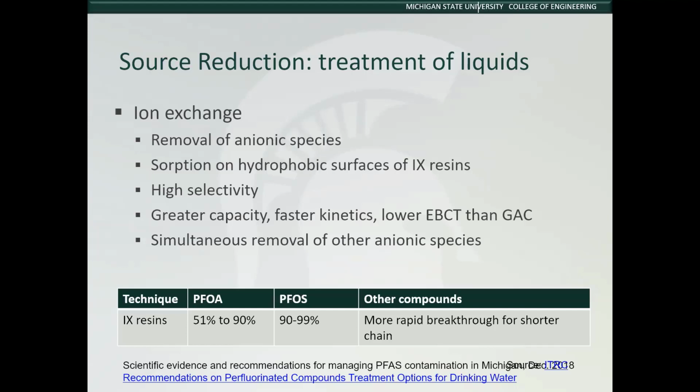And typically, ion exchange resins will have greater capacity, faster kinetics, and a lower empty bed contact time than does GAC. However, like with GAC, there is simultaneous removal, in this case, of other anionic species, competition reactions that can reduce the capacity of the ion exchange resin for the target compounds. And that's one of the reasons why you see such variability in the table that's shown here.